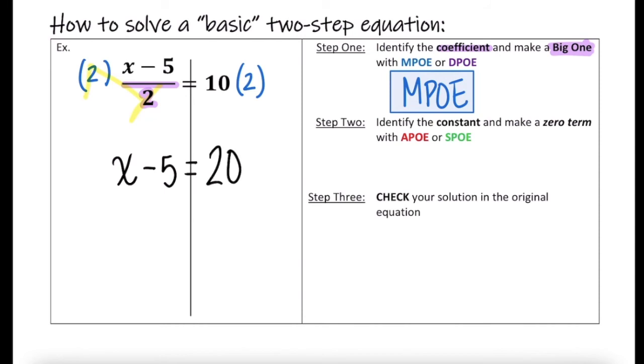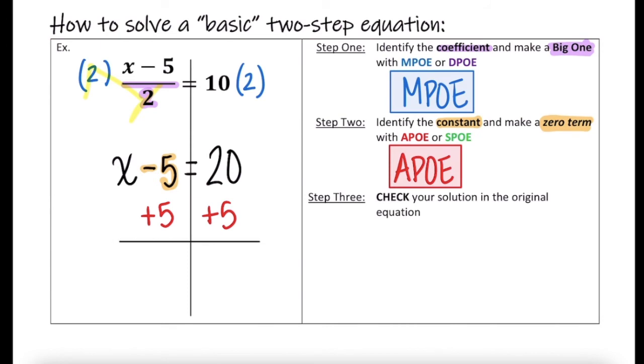And by doing this, we have broken our constant out of that group. Our constant is now standing on its own, which means we can go on to step 2. We can make a 0 term using APO or SPO. Well, since our constant here is negative, we would use APO to finish this equation and add 5 to both sides. -5 plus 5, we know that is a 0 term, which leaves us with x, and 20 plus 5 is 25. Of course, now we're going to move on to step 3 and check.